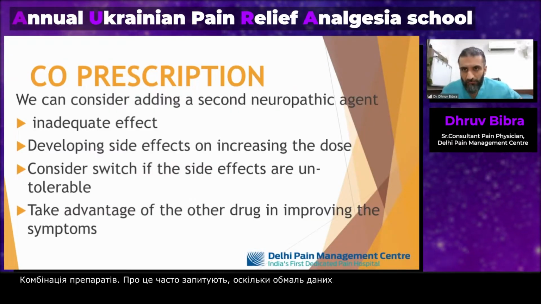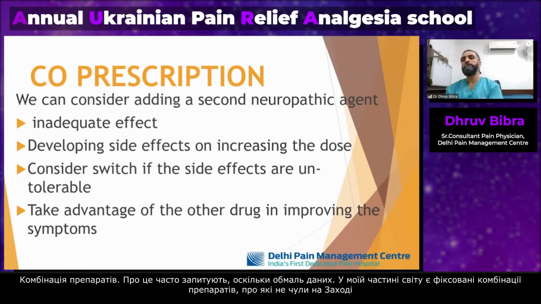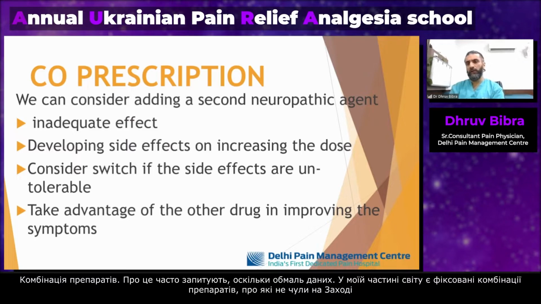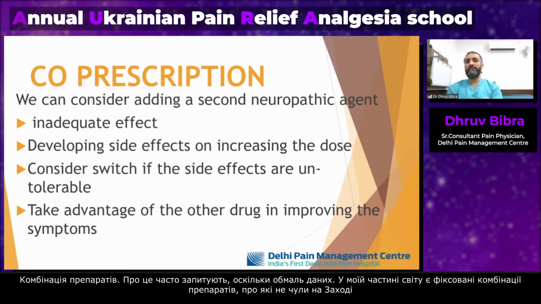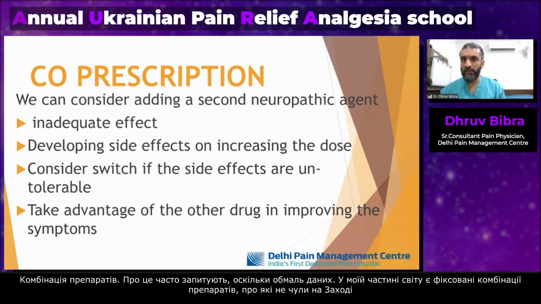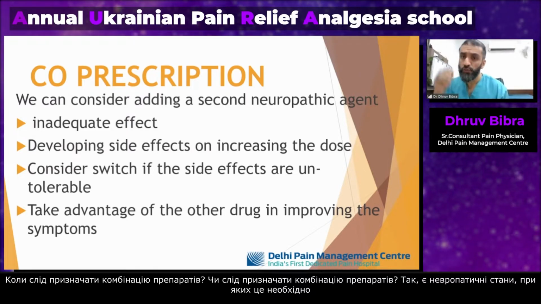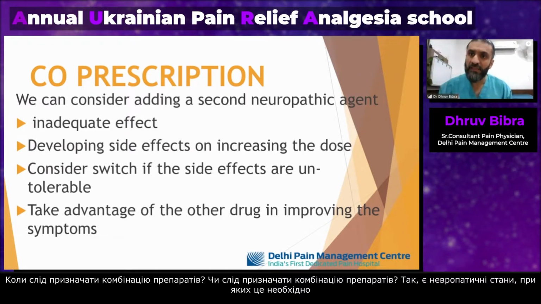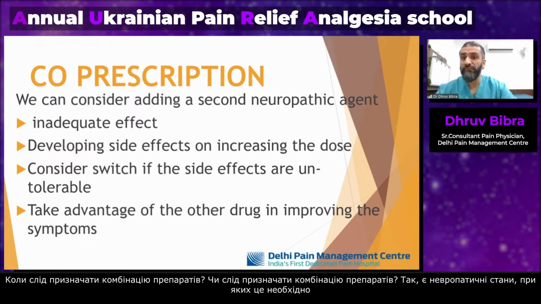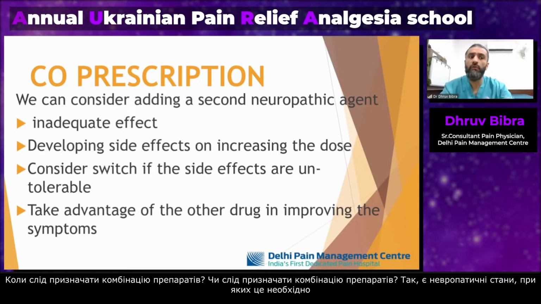Now, co-prescribing. This is something which I'm often asked because there is not a lot of data which has come out for this. Secondly, in our part of the world, we get drugs which are like a fixed drug formulation, which is not unheard of in the Western world. We do have fixed drug combinations. So when do we co-prescribe, or should we co-prescribe or not? Yes, there are neuropathic conditions where you have to go for co-prescription. So how do we do it?